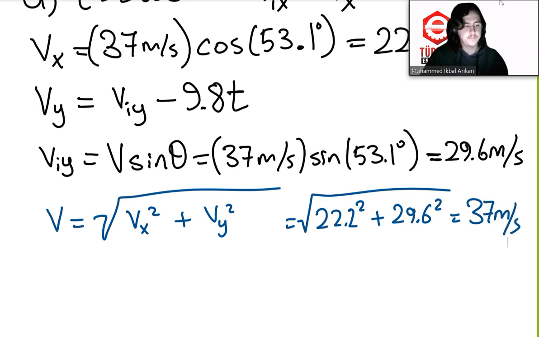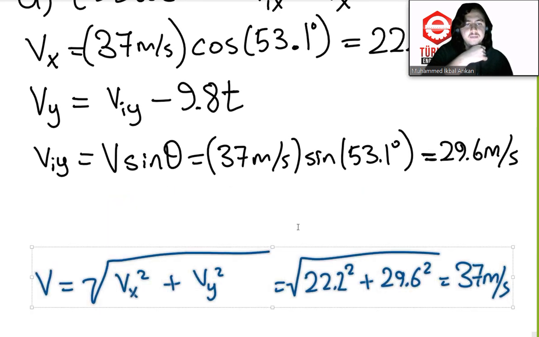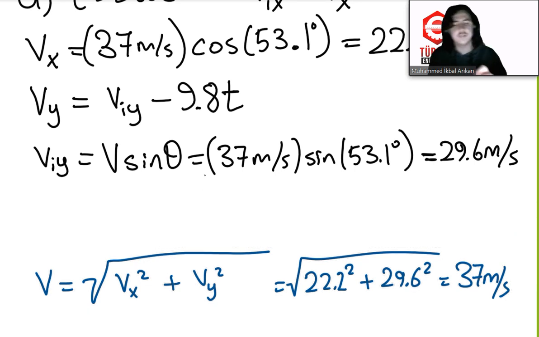Okay, I made a mistake here. Actually, I found 37 meters per second, which is our initial velocity. I put here the initial component. Actually, I must use the final one because I'm asking for velocity when time equals 2. So this one is our initial velocity only.